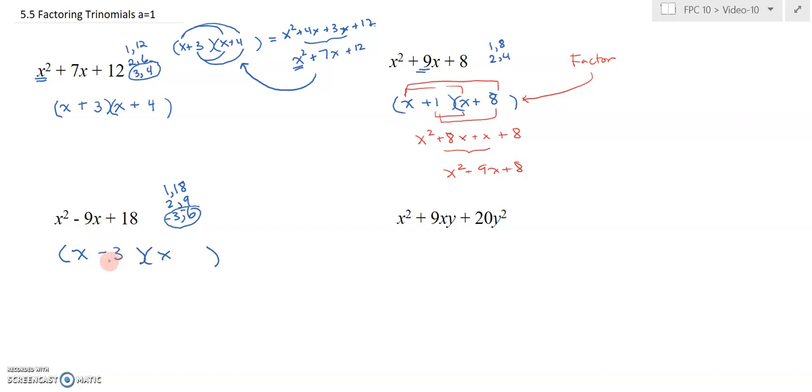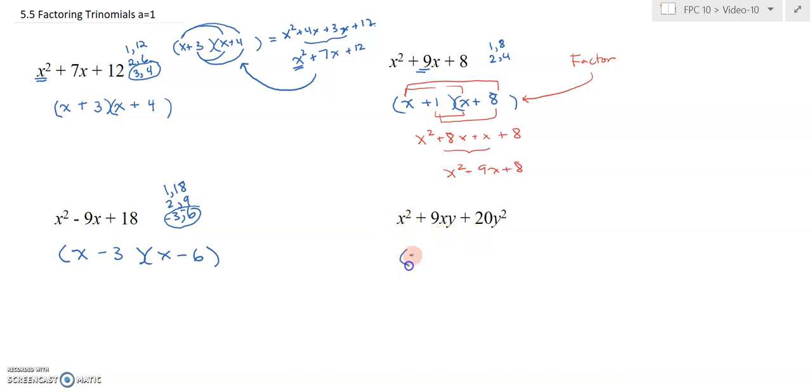And the order doesn't matter. I could put negative 6 first and negative 3 second. It doesn't matter. The order doesn't matter. I just know if I was to expand and simplify, I'd get back to that question. All right, let's go on to this one here. Same thing.